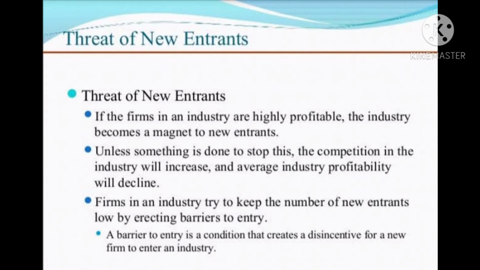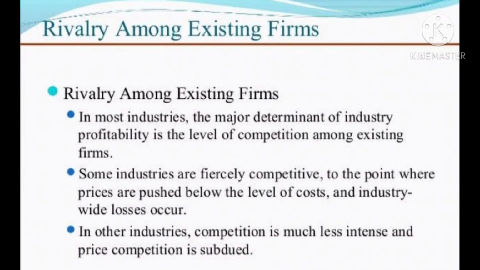Okay, now we'll move on to the second force of Porter. Rivalry among existing firms. Now, rivalry means what? Enmity, conflict among the existing firms. We'll see how. In most industries, the major determinant of industry profitability is the level of competition among existing firms. So, if there is more competition, as the competition is increasing, the enmity and the rivalry also will be increasing. We will see the second point now.